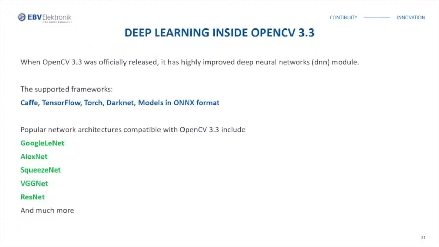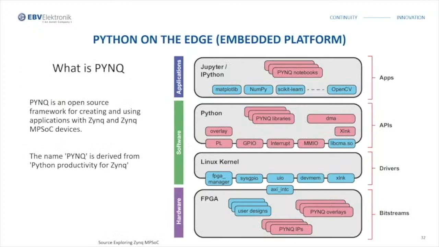With OpenCV version 3.3, a new module was also introduced, which is called the Deep Neural Network, or DNN, module, and you can use trained models from different kinds of frameworks and different kinds of network architectures. On the slide you can see a few examples, but there are even more, and this is a very easy way to use an already trained model in your application.